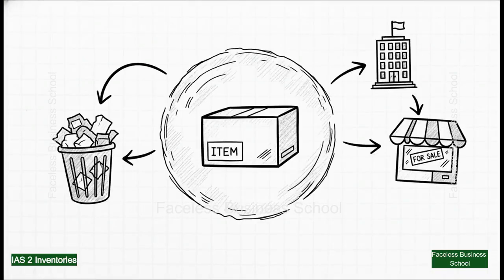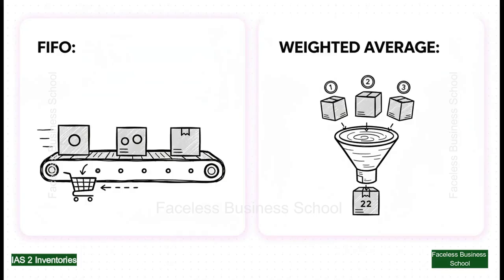Now, knowing what to include is one thing, but knowing what to exclude, that's just as critical. IAS 2 is really clear about this. You cannot capitalize things like abnormal amounts of wasted materials or labor. That's just an expense for the period. Same goes for your general administrative overheads or any selling costs. And you might be asking, why is that? Well, because those aren't costs of getting the inventory ready, they're costs of running the business and actually making a sale.